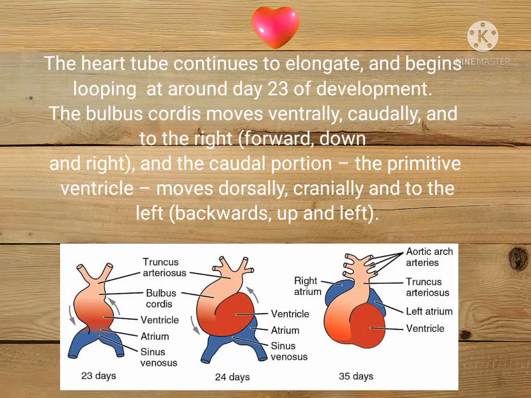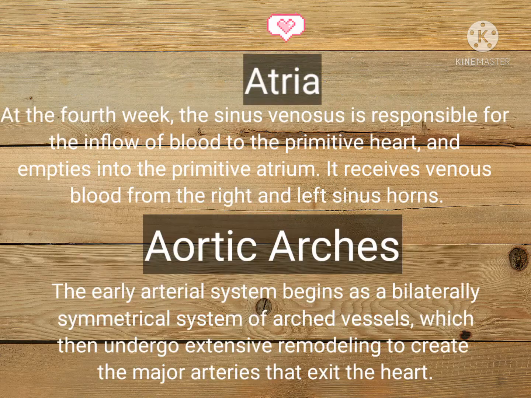The heart tube continues to elongate and begins looping at around day 23 of development. The bulbus cordis moves ventrally, caudally, and to the right, forward, down and right, and the caudal portion, the primitive ventricle, moves dorsally, cranially and to the left, backwards, up and left. This process produces a shape that is much closer to the fully developed heart.